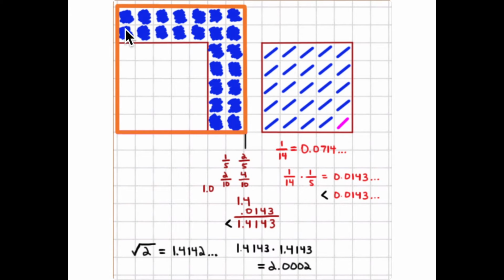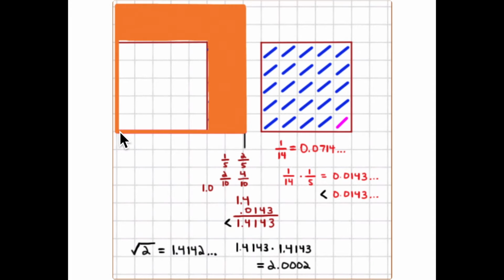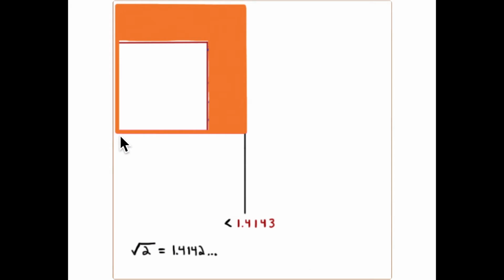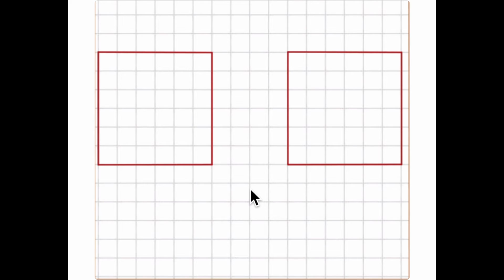So let's get rid of everything. So remember that this is a single square that has an area of 2 square units. This is 1 square unit. This orange around the outside is a second square unit, so 2 square units. And this length along this side is a little tiny bit less than 1.4143. And if you use a calculator, you get 1.4142. Okay, so let's keep going.